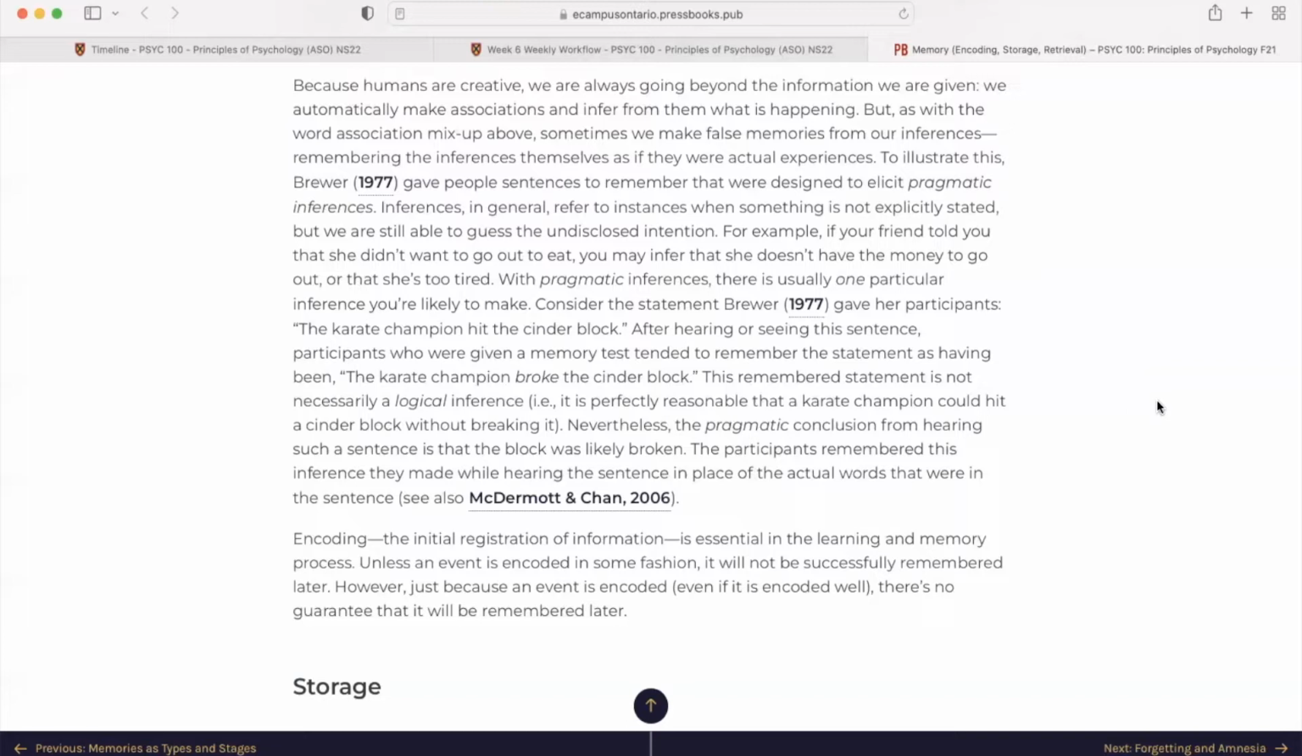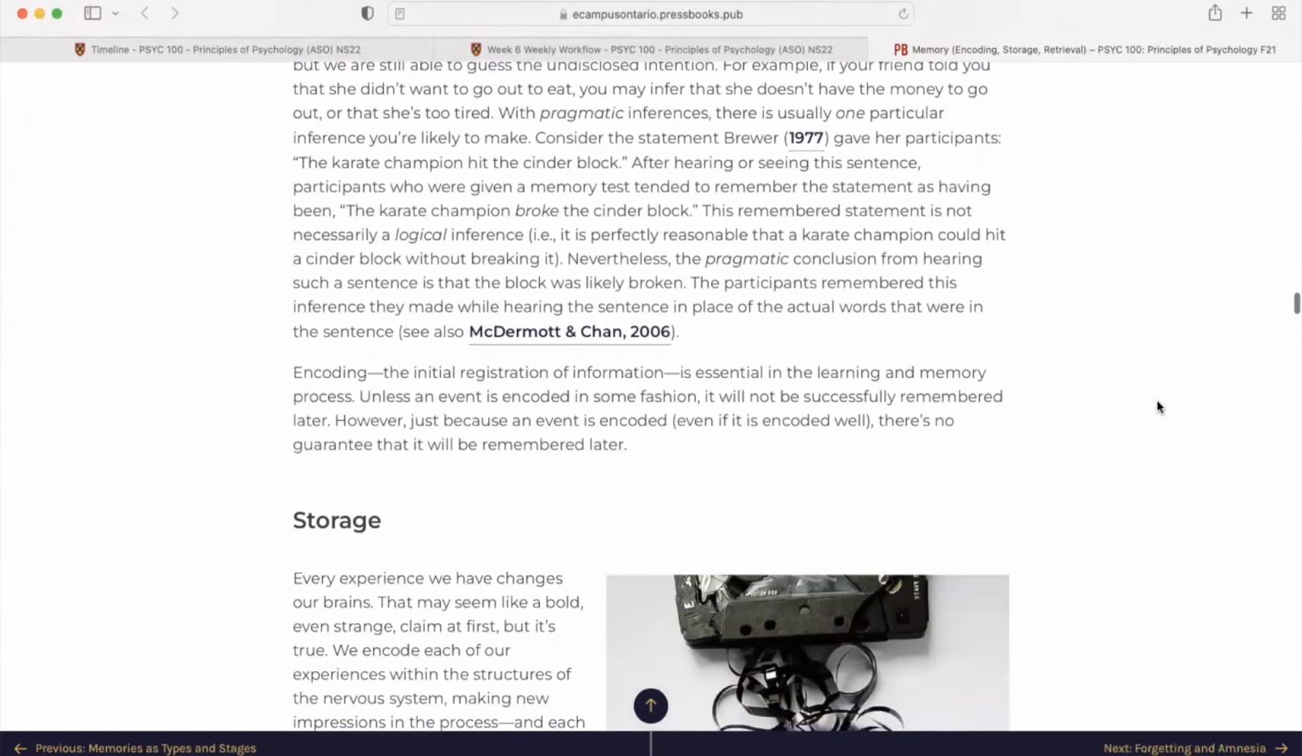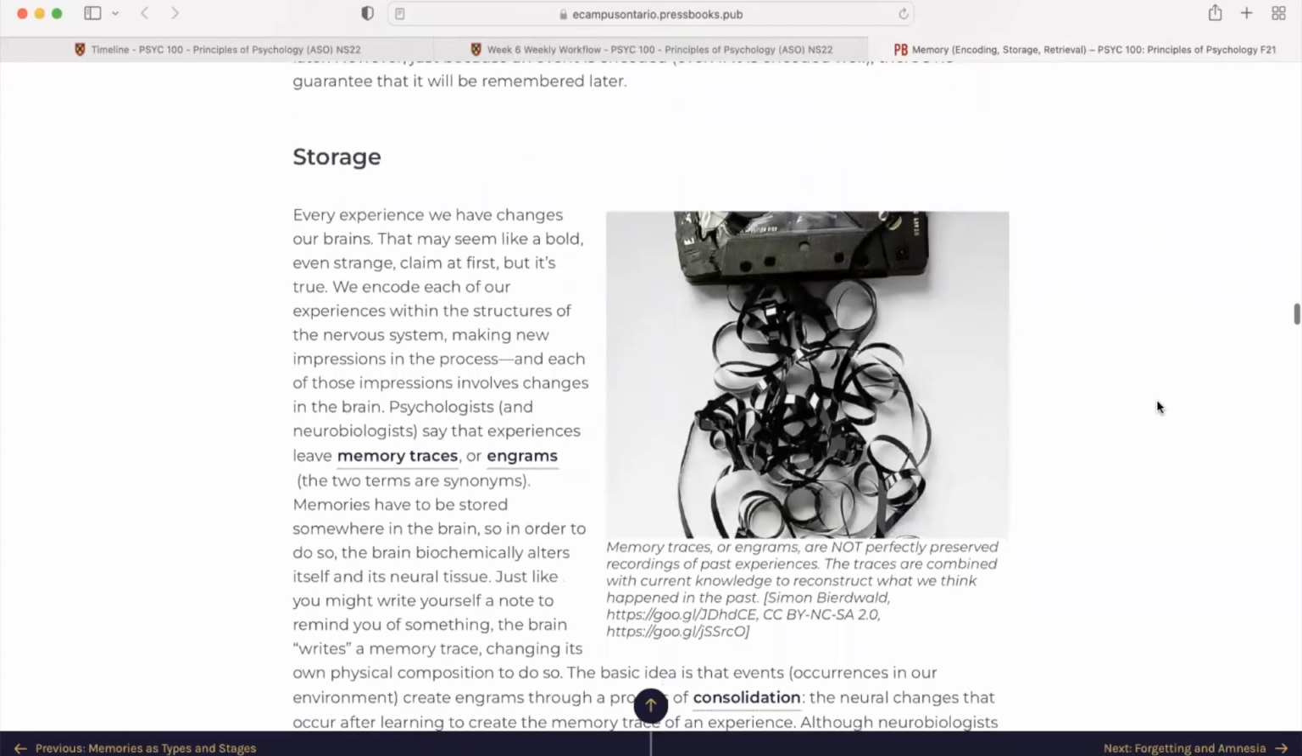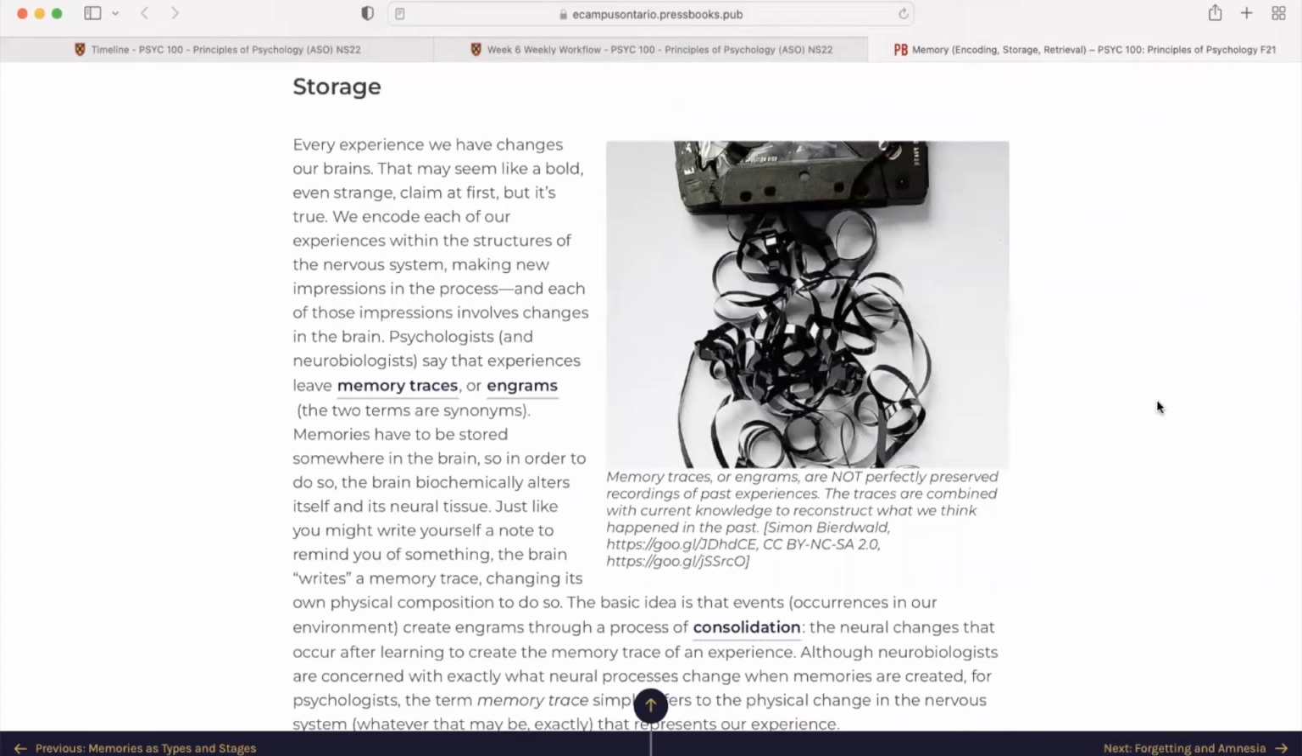Encoding, the initial registration of information, is essential in the learning and memory process. Unless an event is encoded in some fashion, it will not be successfully remembered later. However, just because an event is encoded, even if it is encoded well, there is no guarantee that it will be remembered later. That's where storage comes in.